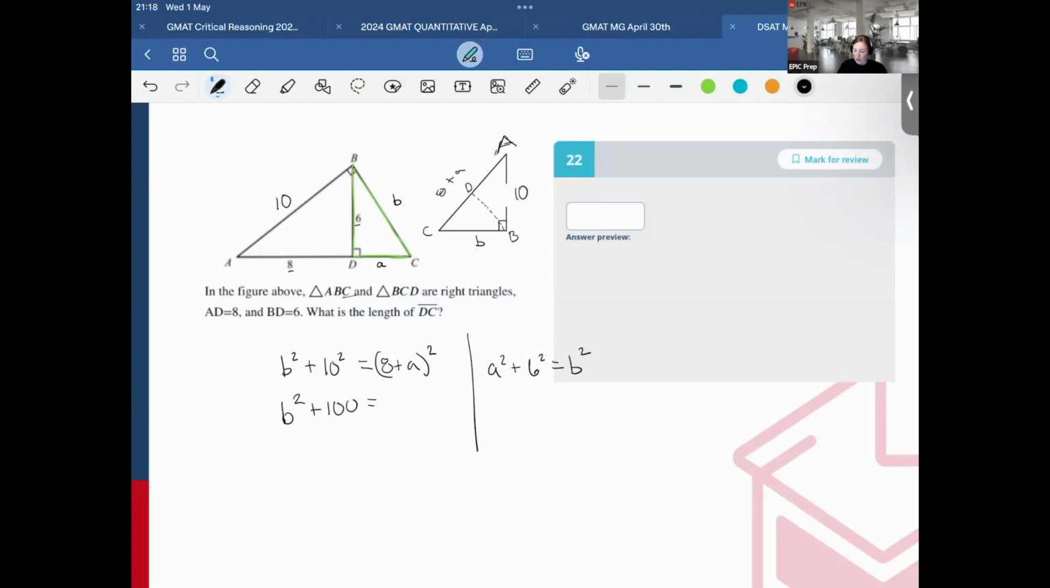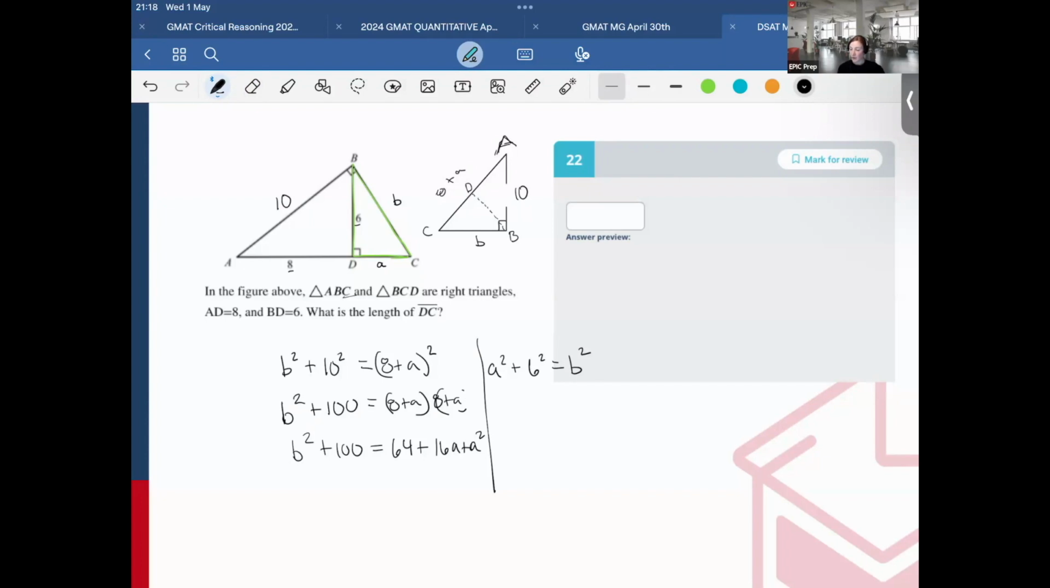So this is 100, and this would be a plus a. Remember to expand the brackets. So this becomes b squared plus 100 is equal to 64 plus 16a plus a squared. Let me just make that a little bit nicer. Then I have a system of equations, so I can do substitution.